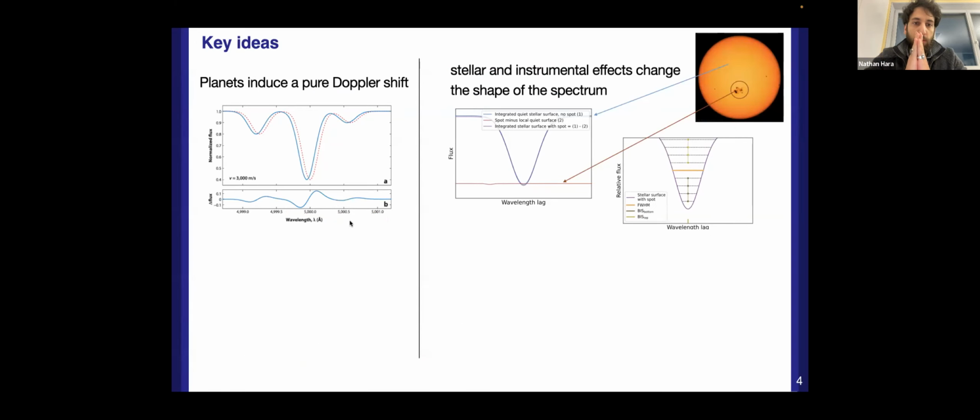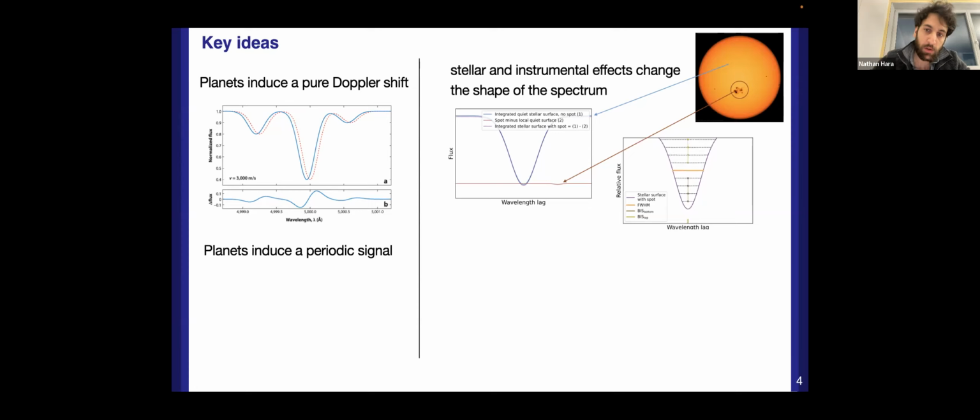The key ideas of RV data analysis are the following. The first idea we can rely on is that planets induce a pure Doppler shift. So if we have a planet, it will only affect the translation of the spectrum. But if we have, for example, a spot on the star, it will also affect the spectral shape. As the spot moves across the star, the average spectral line, here the CCF, is going to change. So our activity indicators, for example the width of the line and the bisector, are going to change as well.